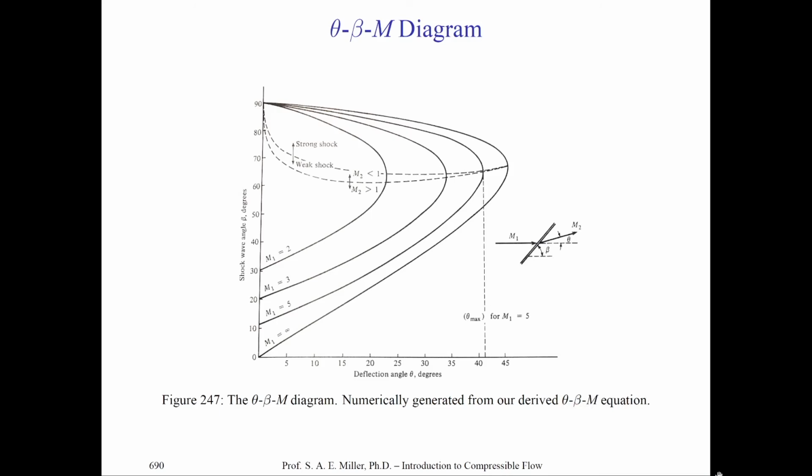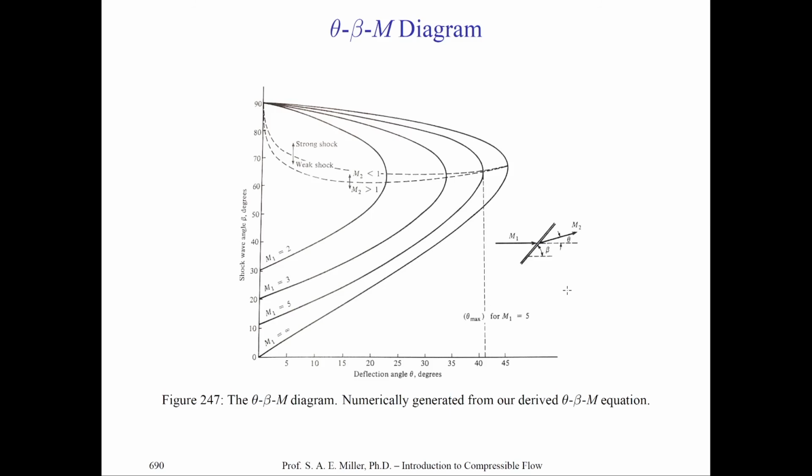Once again, we have the theta-beta-Mach number diagram. On the x-axis, we have the flow turning angle, which is shown in the diagram relative to the wave, and we have the wave angle, beta, on the y-axis. We have an incoming Mach number M1. We're showing lines on the graph which are constant incoming Mach numbers of 2, 3, 5, and infinity. So in the asymptotic limit of M1 going to infinity, we obtain, of course, a constant curve of M1 equals infinity on the theta-beta-Mach number diagram.